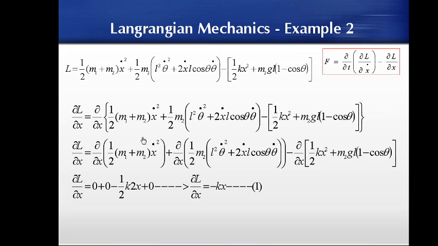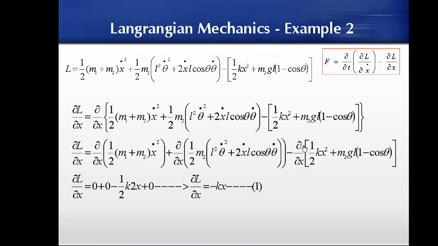So here you can say this term doesn't have any x term, so the derivative of this term with respect to x is equal to 0. This term also doesn't contain any x term, it only has x dot, so this is also equal to 0. Now coming to the last term, the first term has some x terms, but the second term does not have an x term, so this is equal to 0. So you need to only find the derivative of this.